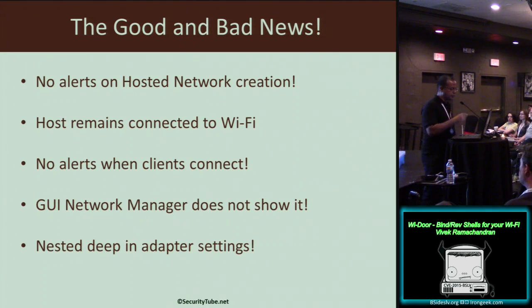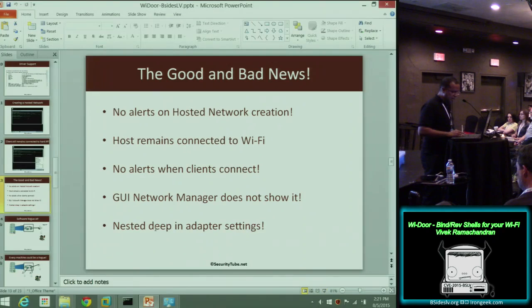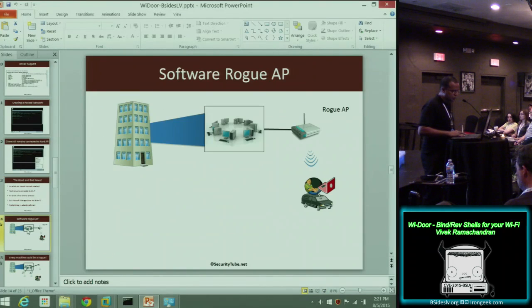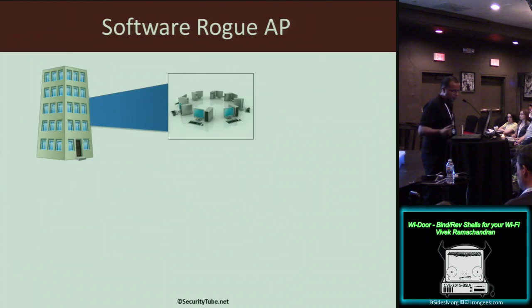The exploitation vector itself could have been something else. The GUI network manager doesn't show it. We clicked on it. We couldn't find the hosted network anywhere. The only place is the adapter settings. Now, why is this worrisome? Assuming you've been infected by malware, or someone managed to have command execution, they can actually create a complete software rogue AP.